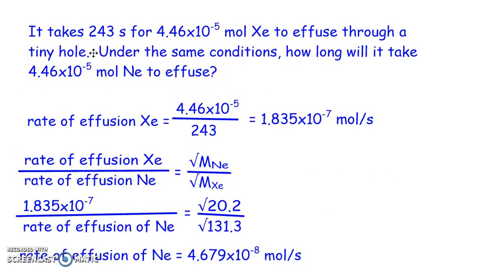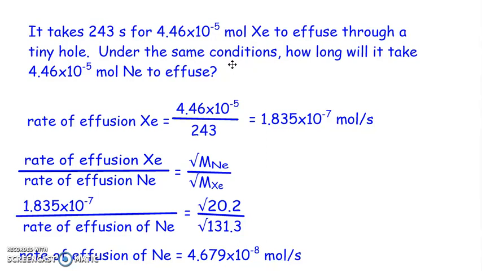In this question, it says it takes 243 seconds for 4.46 times 10 to the negative fifth moles of xenon to effuse through a tiny hole. Under the same conditions, how long will it take 4.46 times 10 to the negative fifth moles of neon to effuse?